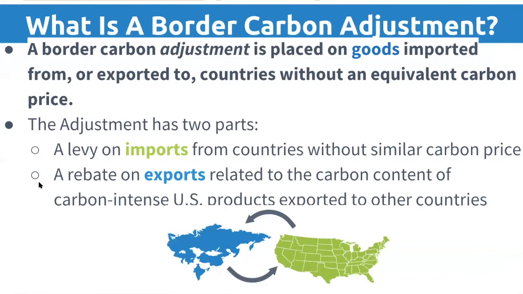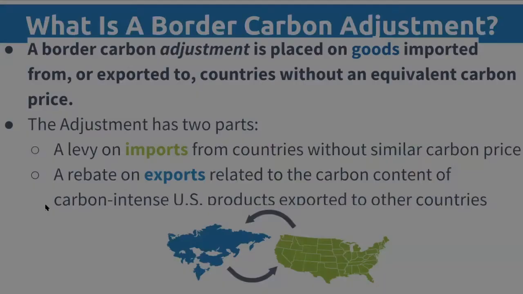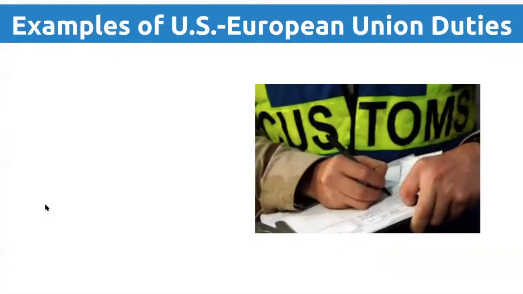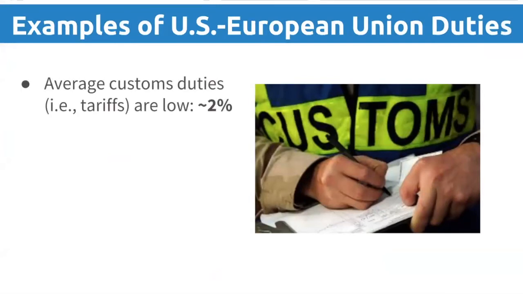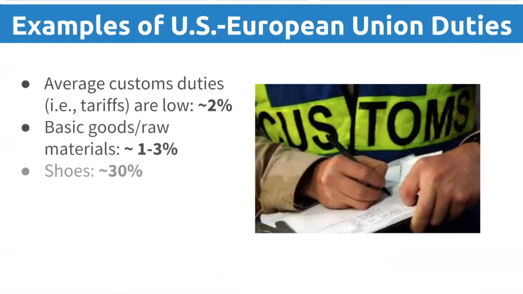Now, as a point of reference, tariffs between major trading partners are relatively low, commonly 2% or so, with some exceptions. Half the trade between the U.S. and Europe, for example, has no tariff.